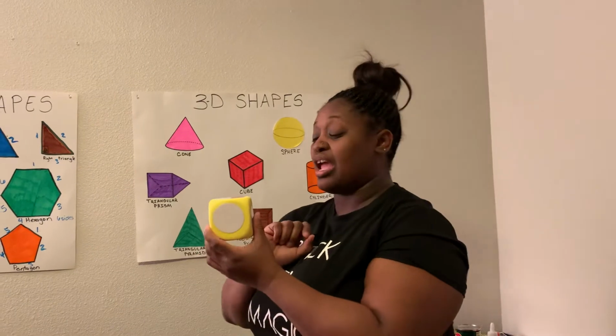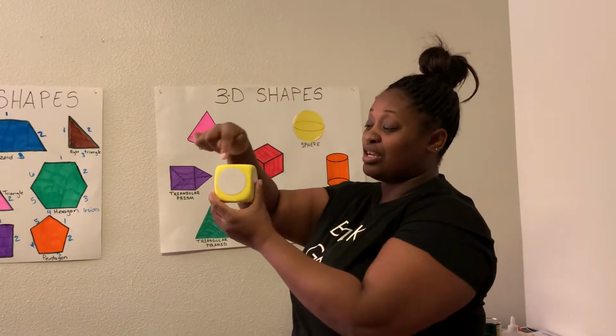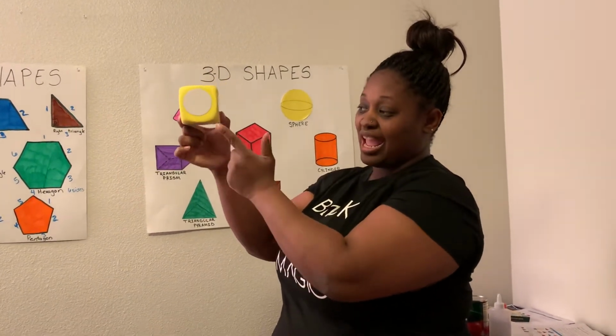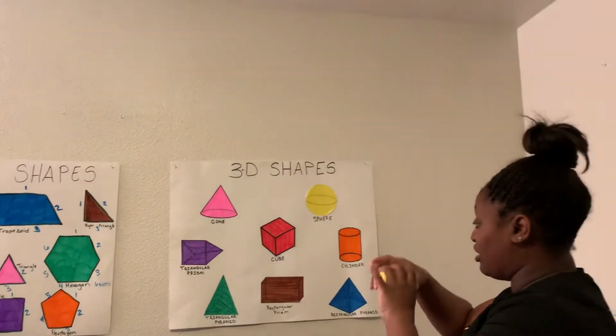And how many vertices? Let's count the points. 1, 2, 3, 4, 5, 6, 7, 8 points. So that's a lot for the cube.